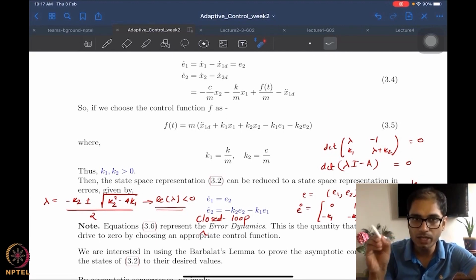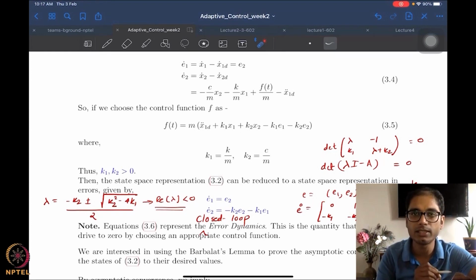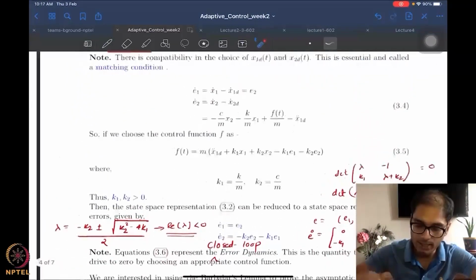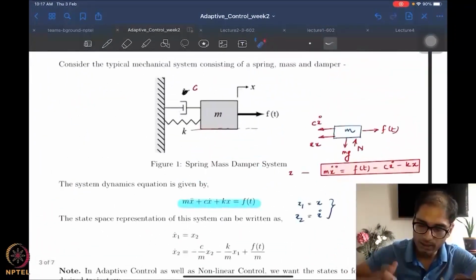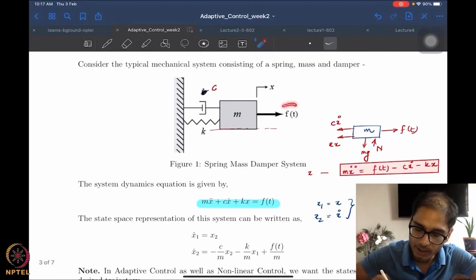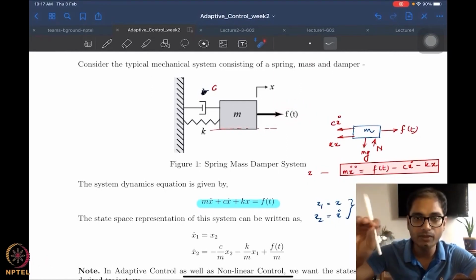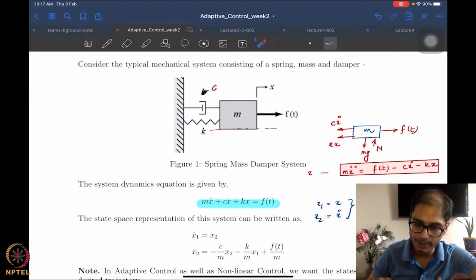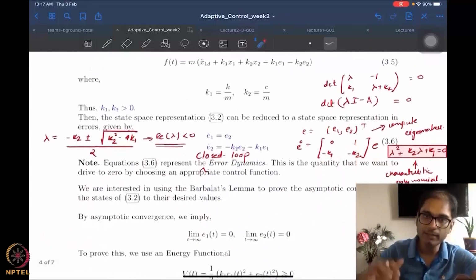Yeah, take information from the system, process it in a controller, and send it back into the system as a new control signal or an actuation command. In this case, as you can see, the control signal is simply this f of t, this kind of a force that I have the ability to exert on this mass. Yeah, excellent.